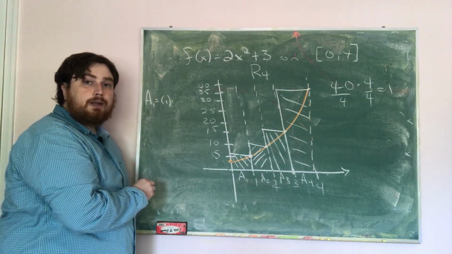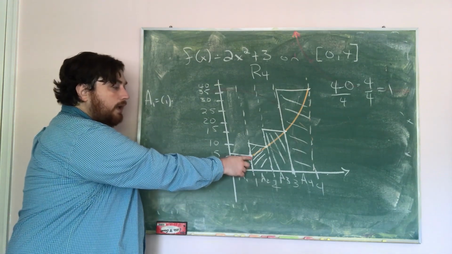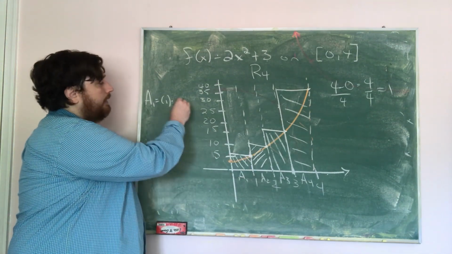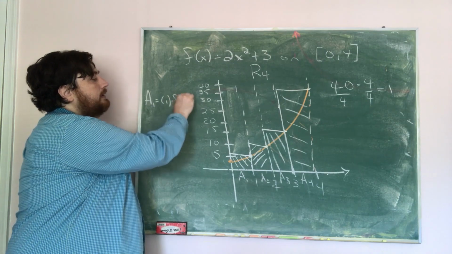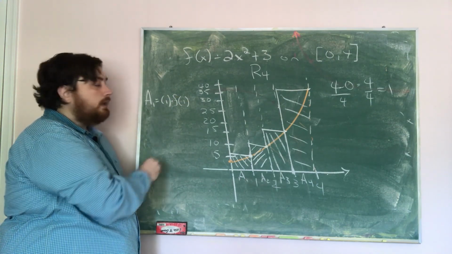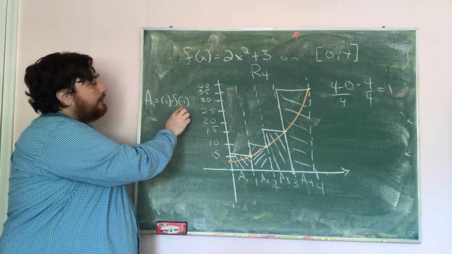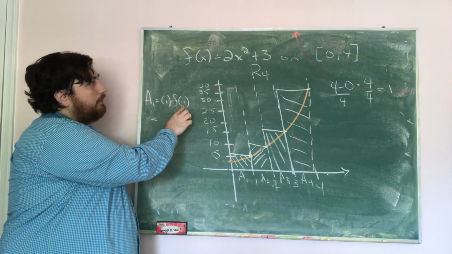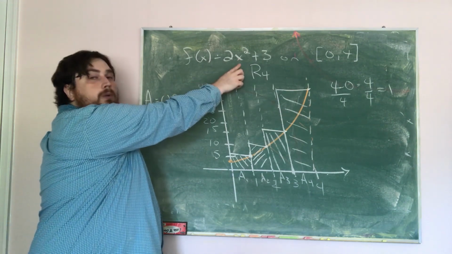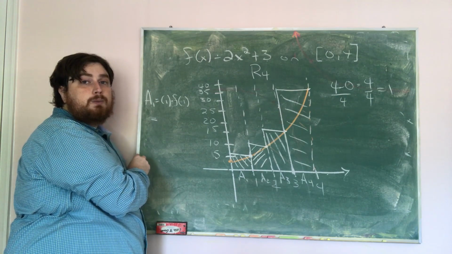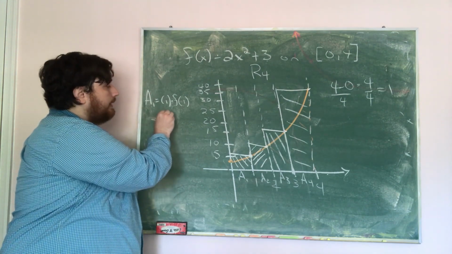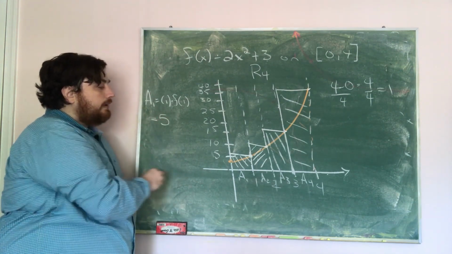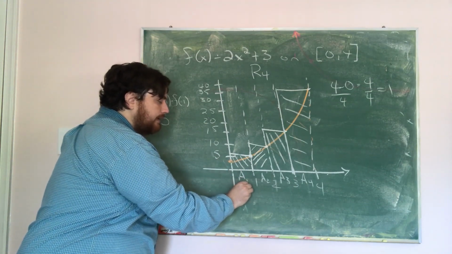Well, how did we find the height? We took 1 and plugged it into the function value. So the height is just going to be f of 1. Now if I want to find the area of the first rectangle, I take 1 times f of 1. Well, f of 1, I plug into this function: 2 times 1 squared is 2, plus 3 is 5. So the area of the first rectangle is 5.